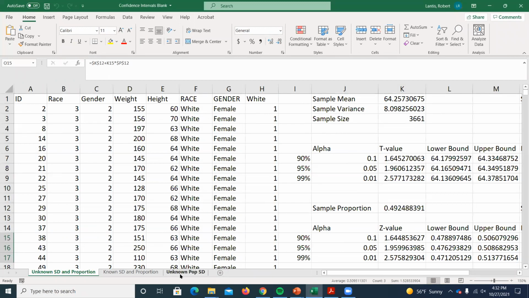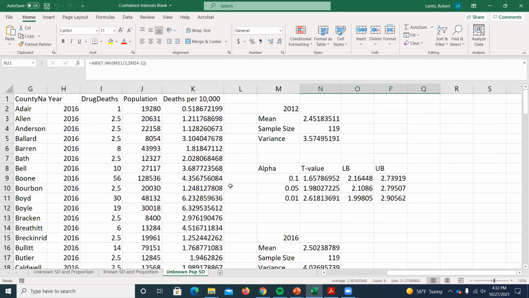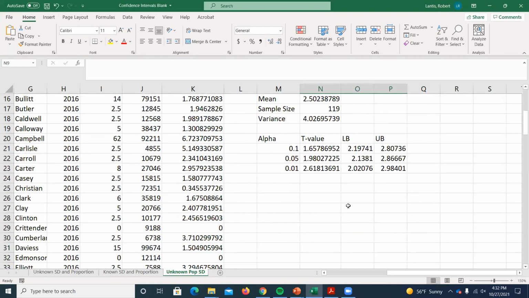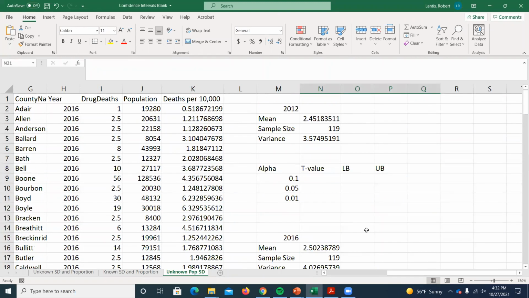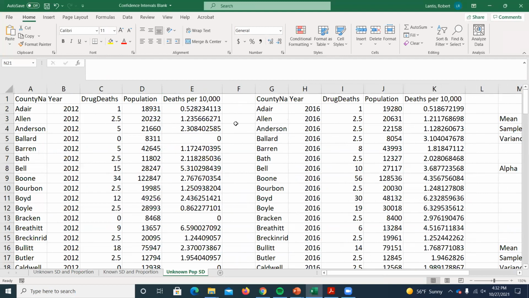Is there anything interesting I could do here? We'll use this third worksheet. All right, so unknown population SD. I'm going to just delete these t-values in my upper and lower bound. I've got two data sets here in one. Notice there's a column that separates them. So here's a bunch of counties in 2012. Here's a bunch of counties in 2016.